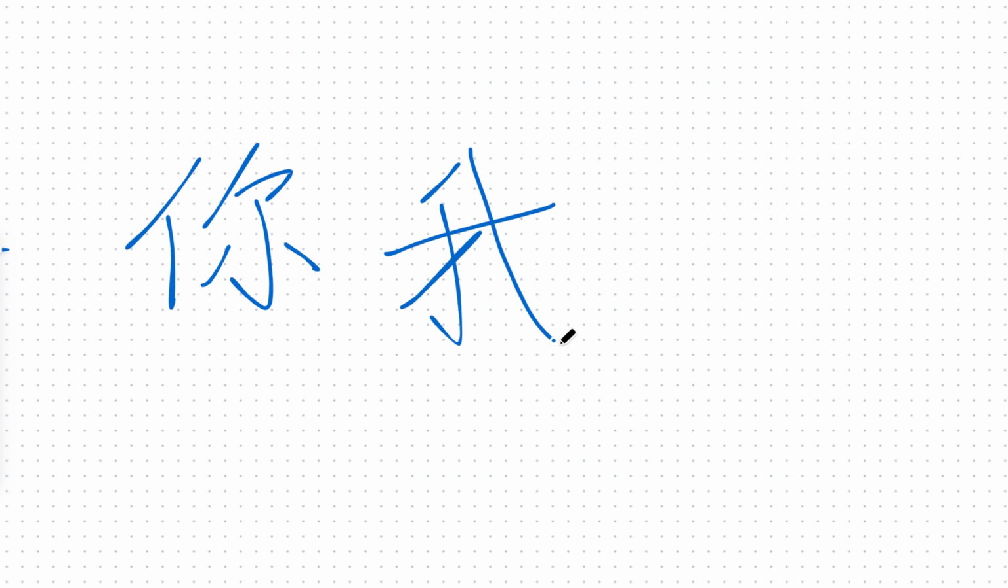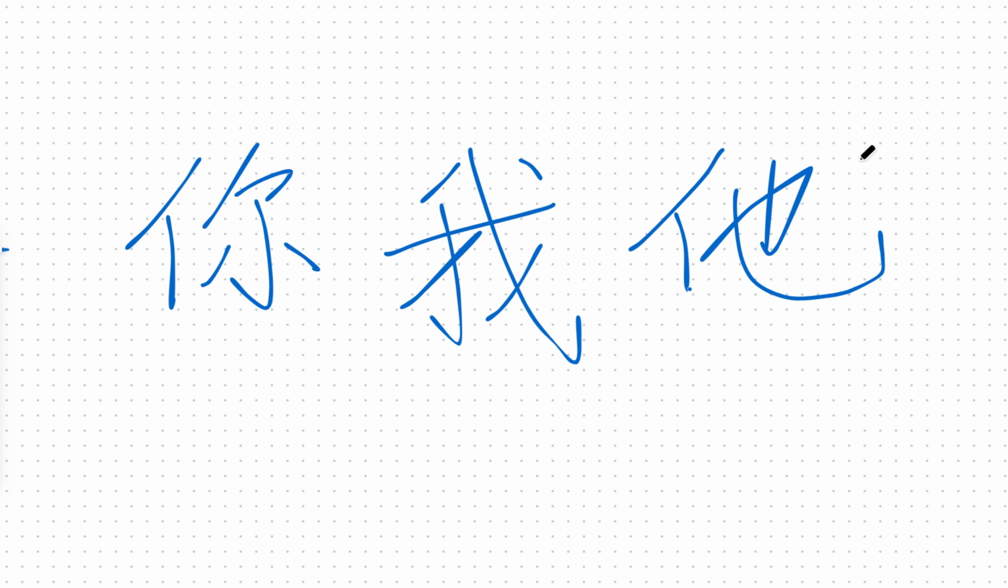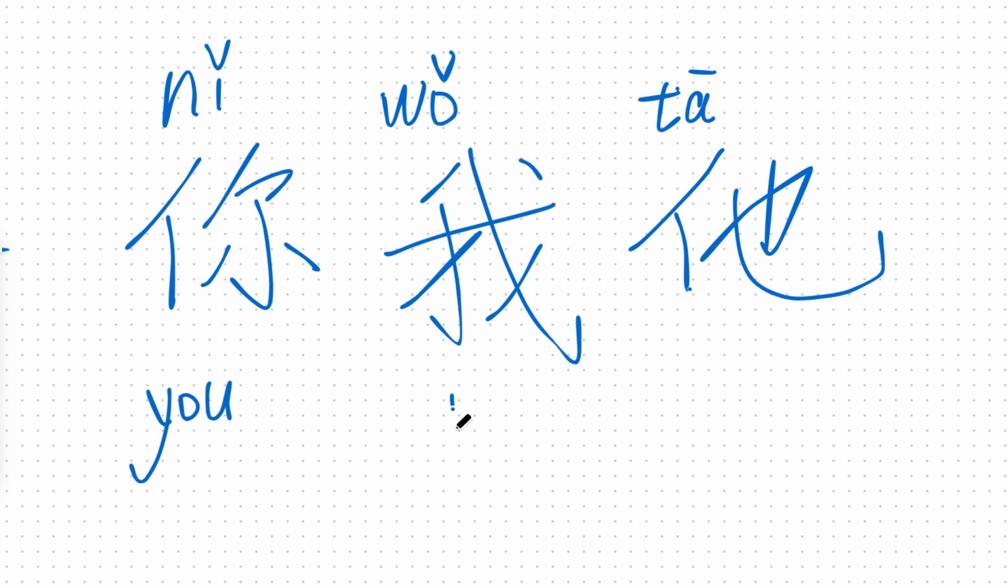Then the next 3 would be 你, 我, 他. 你, 我, 他: you, me, and him, he.